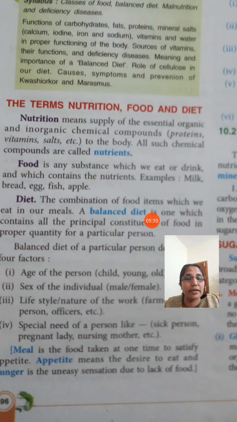Or a pregnant lady, she needs more nutrients for her baby also. For the growth of her baby, she should eat more food items. So a pregnant lady needs more food or nutrient containing food compared with other persons. A nursing mother feeding her baby with her milk also needs more food, because the milk is produced according to the food she takes. Then another term here given is the meal.